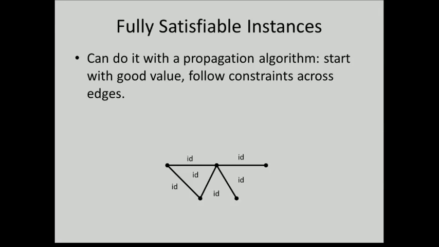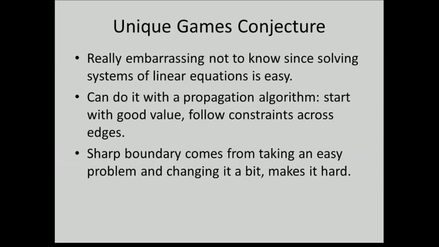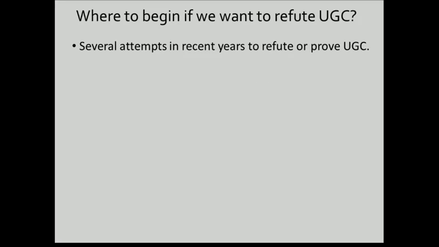And let me show you a really easy algorithm that uses propagation to solve completely satisfiable Unique Games. So here's a graph, and let's say all of the constraints are 0, the identity constraint. I can start with a value and propagate across the edges and find an assignment that satisfies everything. So this is a very simple algorithm. However, the sharp boundary from taking this easy problem and changing it a little bit makes it hard. I don't think anybody really understands exactly why this happens. But let me get to what I really want to say.